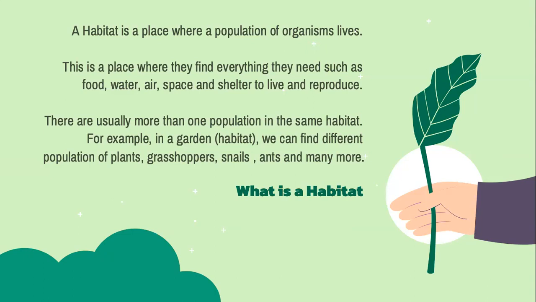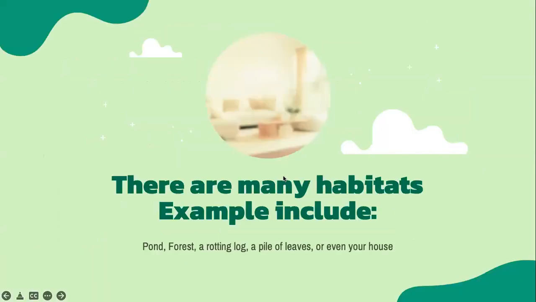All right. We living things need air, water, and food to survive. But for a habitat to be a habitat, you need to have food, water, air, space, and shelter for the population to live and reproduce. All right. Next, there are many examples of habitats. For example, we have a pond, forest, a rotting log, a pile of leaves, or even your house.